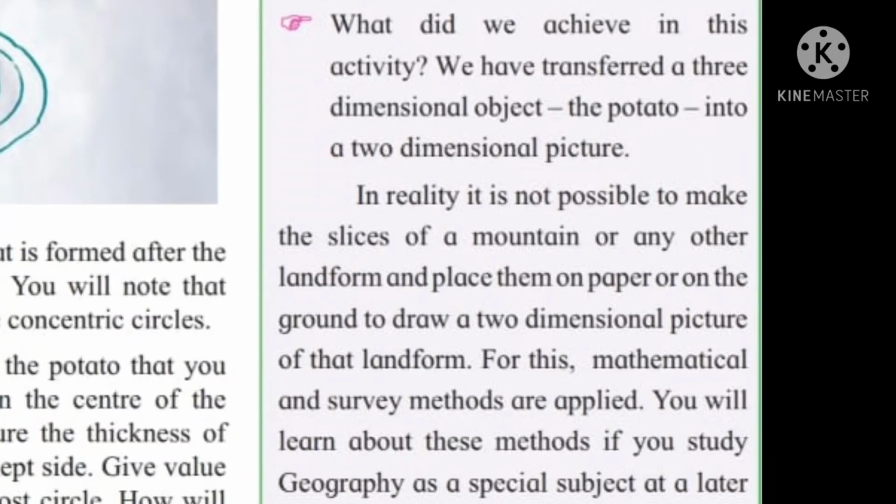In this above activity, children, we have transferred a three-dimensional object, the potato, into a two-dimensional picture. In reality, it is not possible to make slices of a mountain or any other landform and place them on paper or on the ground to draw a two-dimensional picture of that landform. For this, mathematical and survey methods are applied. You will learn about these methods if you study geography as a special subject in your later higher classes.